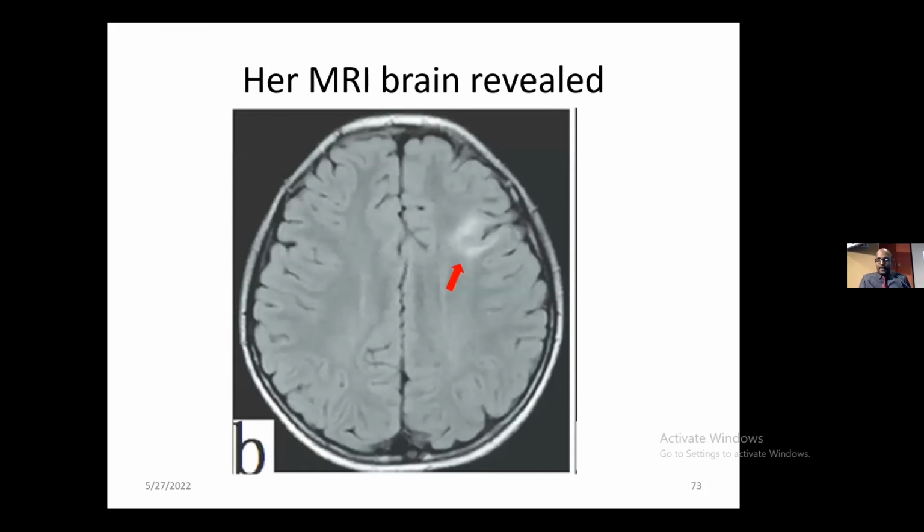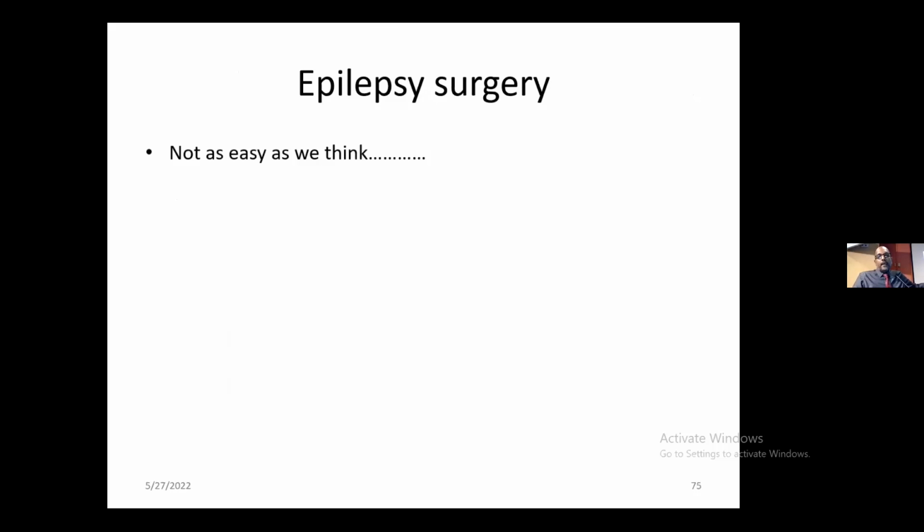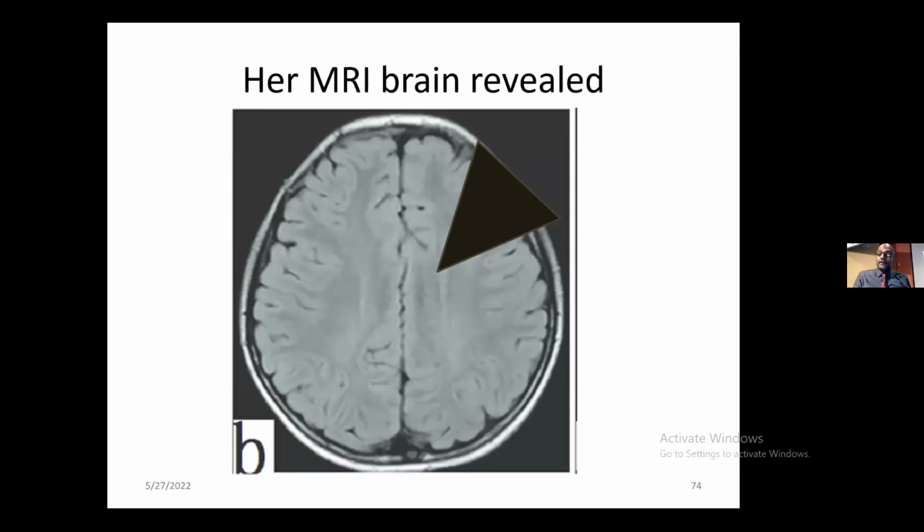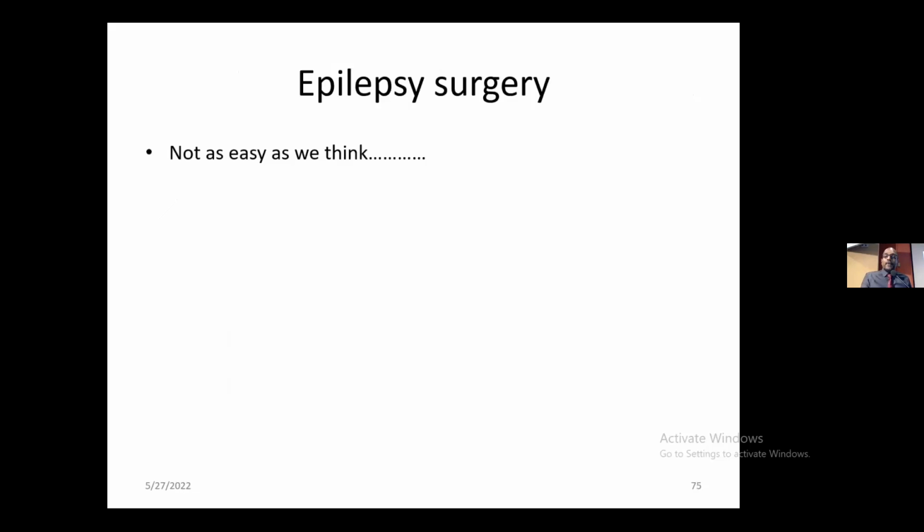This is not the exact MRI of this child, but something similar. This particular lesion, which is a cortical malformation obviously, we got rid of it, and the child is event-free at the moment, touch wood. Epilepsy surgery is not as easy as we think, but it is possible.